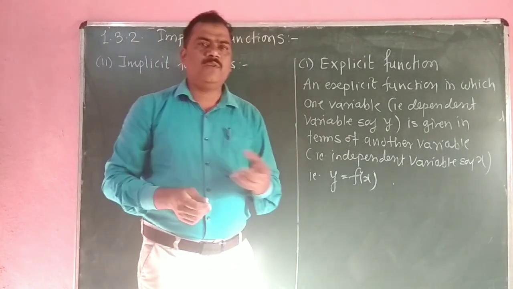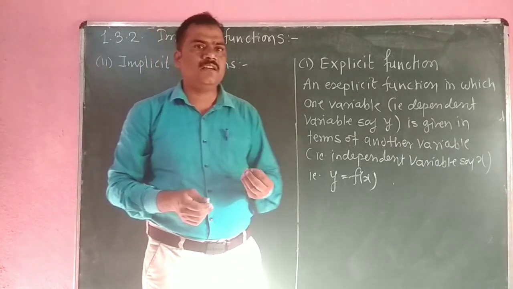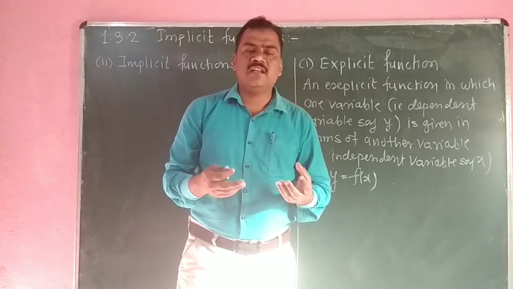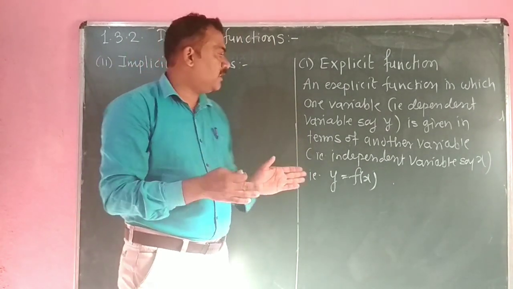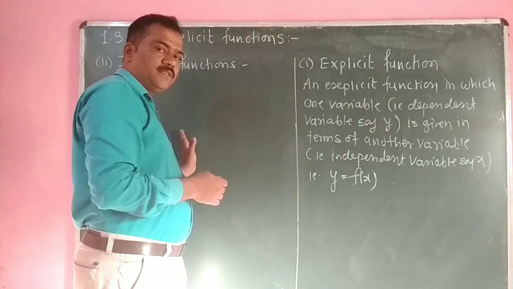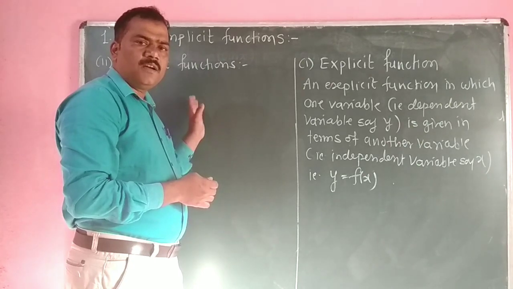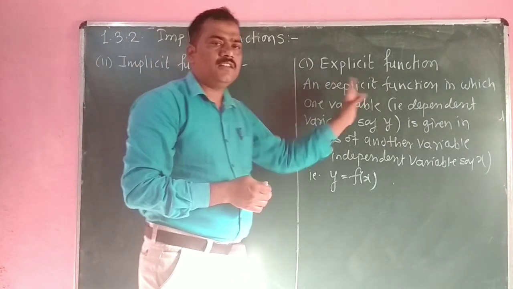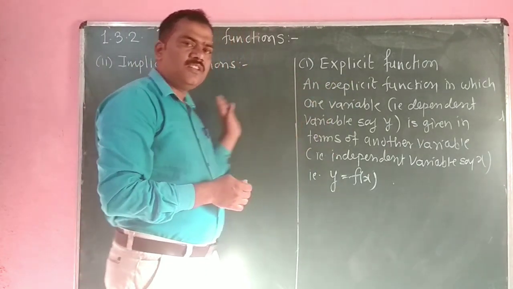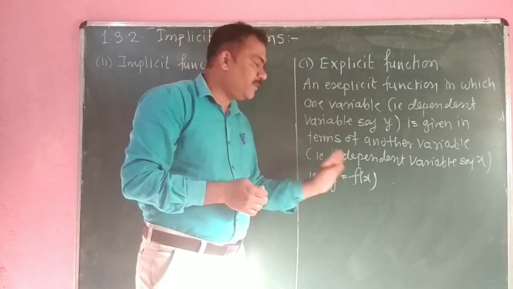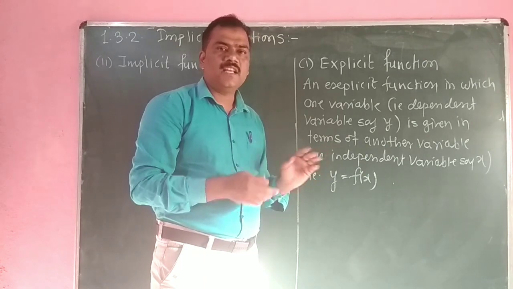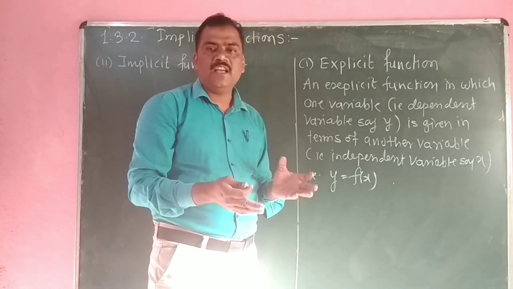When we arrange things, we make two parts, first for the male and the other for the female, like that. x on one side and y on the other side, meaning y is expressed in terms of the variable x. That is called an explicit function.